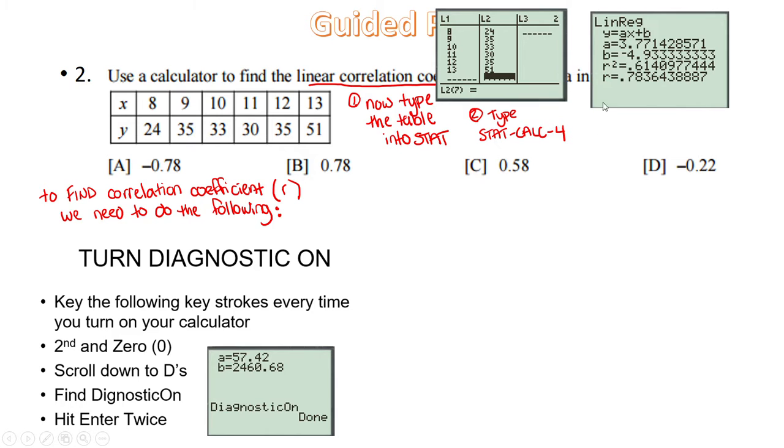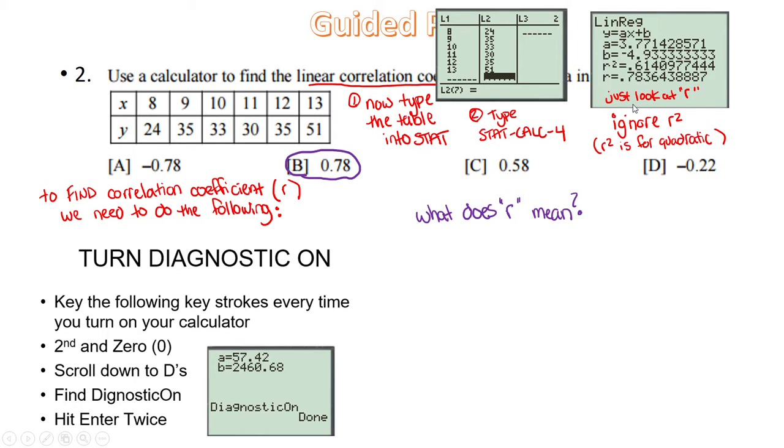Now here's what's weird about correlation coefficient. Because we turned diagnostic on, we now have r squared and r on the screen. So we have two extra numbers on our screen. Now correlation coefficient is just the r by itself, not r squared. R squared is for quadratics, but since they want linear correlation, we're just looking at r. So ignoring r squared, we're just looking at r, and we're going to round to the first two decimal places. So it's going to be 0.78.